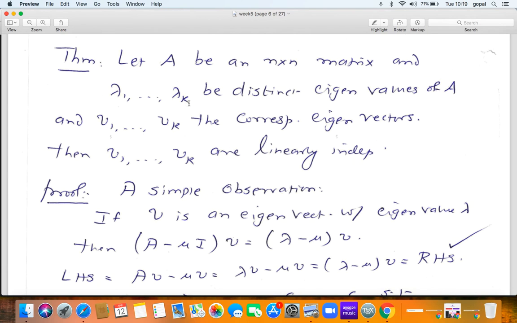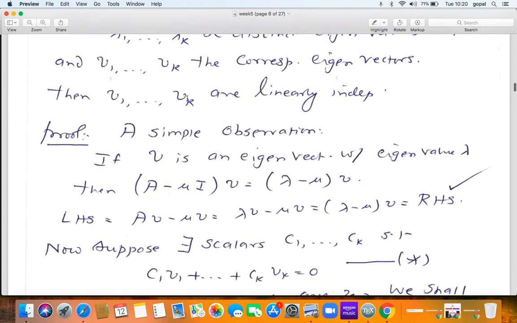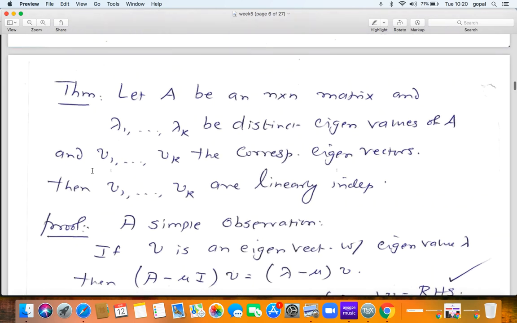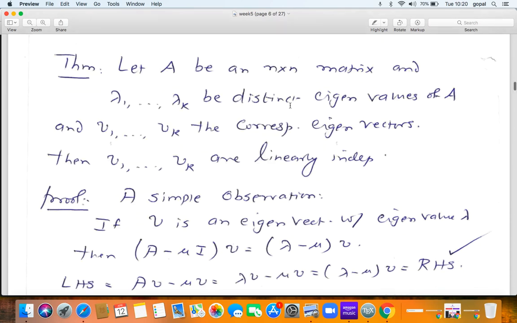And I mentioned that k is in general less than or equal to n. What if k is equal to n? Suppose you are able to find a matrix A such that all its n eigenvalues are distinct. If an n by n matrix has n distinct eigenvalues and you take the eigenvectors v1, v2, vn, then you've got n linearly independent vectors in Rn. What is the dimension of Rn? n. If you have n linearly independent vectors in Rn, they will form a basis. In other words, if in this theorem k happens to be n, the eigenvectors will form a basis.